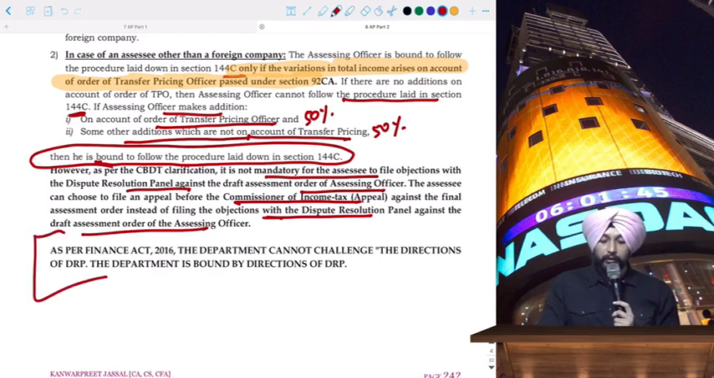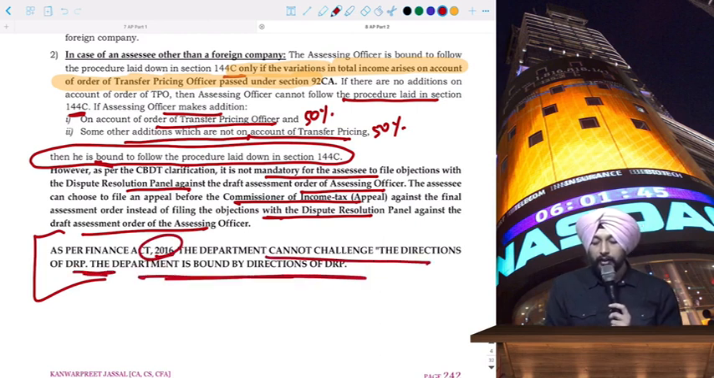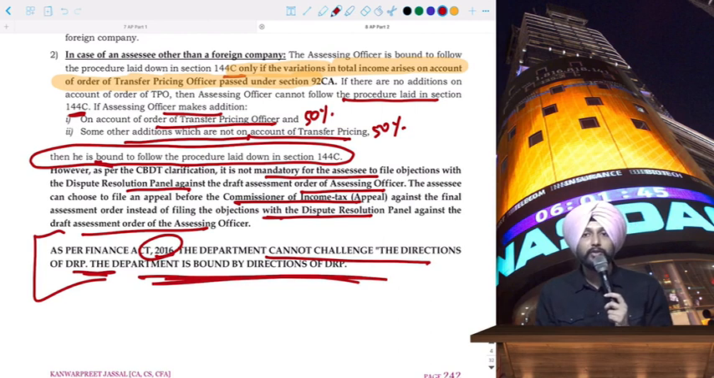Now, very, very important. As per Finance Act 2016, the department cannot challenge the directions of the DRP. The department is bound by the directions of the DRP. The department will have to follow the directions given by the DRP.